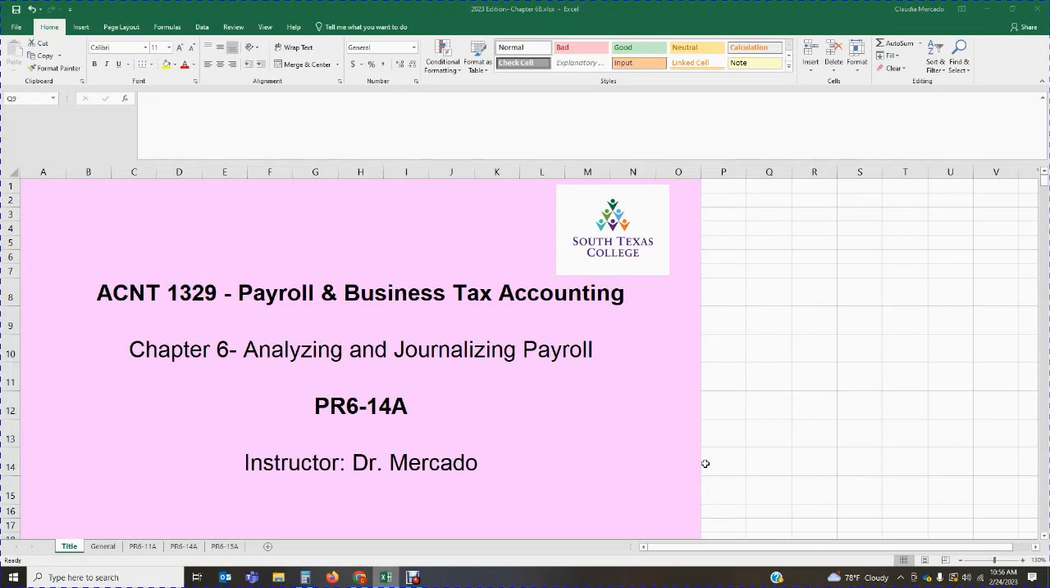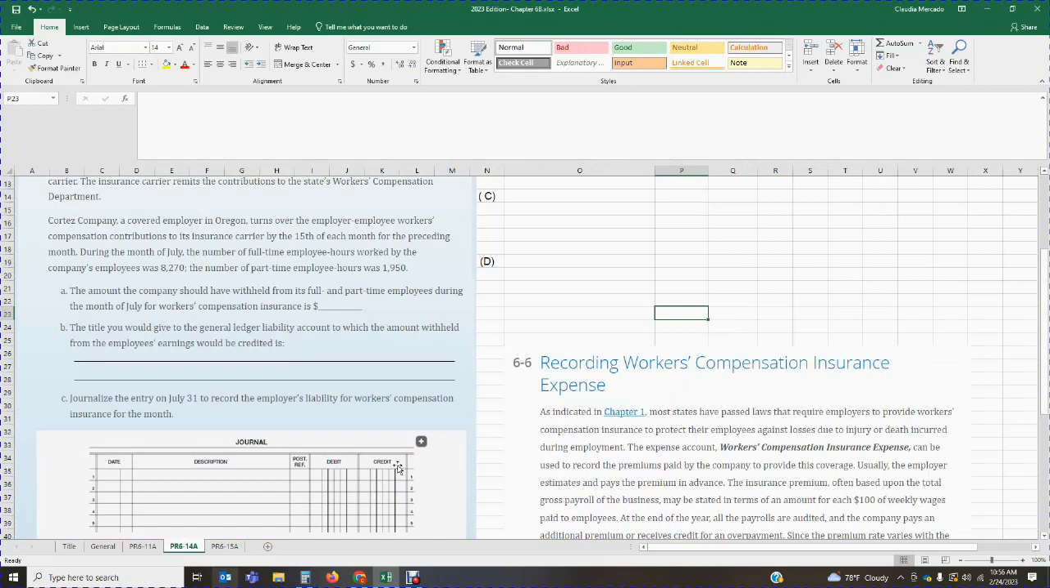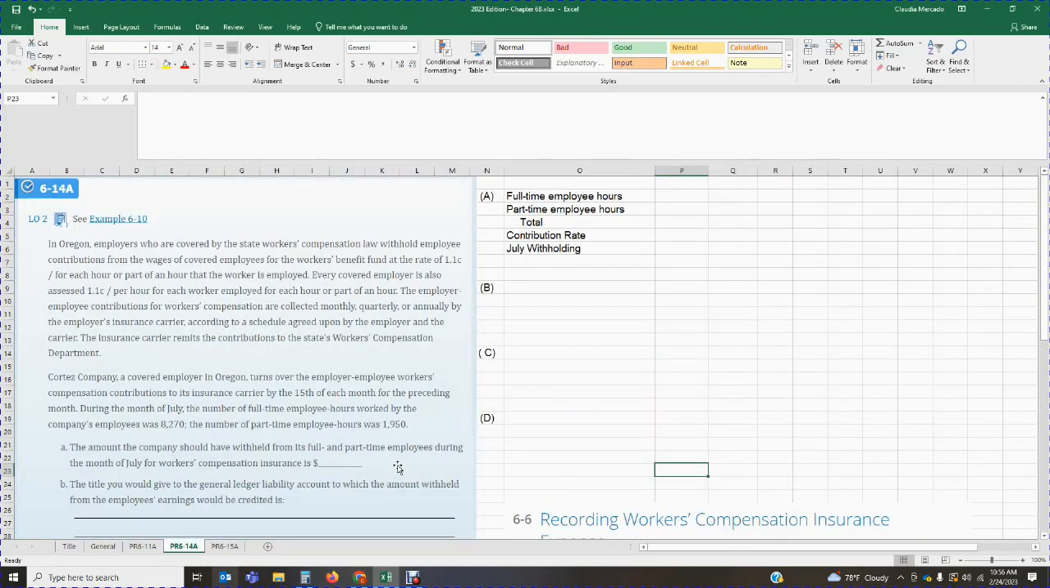And we are continuing covering Chapter 6, which deals with analyzing and journalizing payroll. In this lecture, we are going to be covering Problem 614A. Now, Problem 614A deals with workers' compensation. The problem has a lot of information. Please make sure that you read the information carefully.